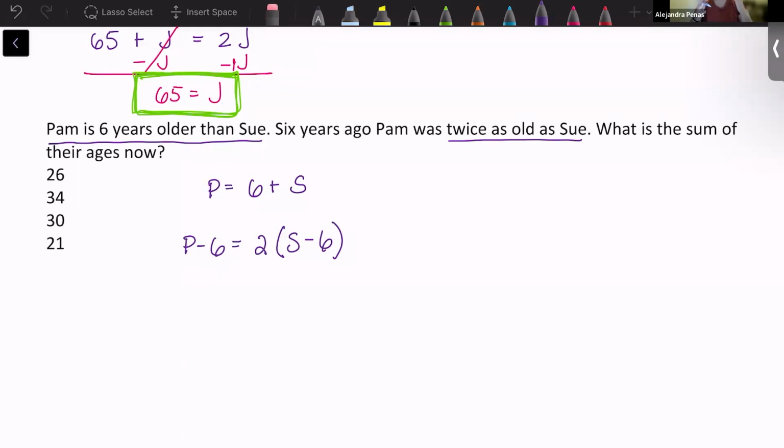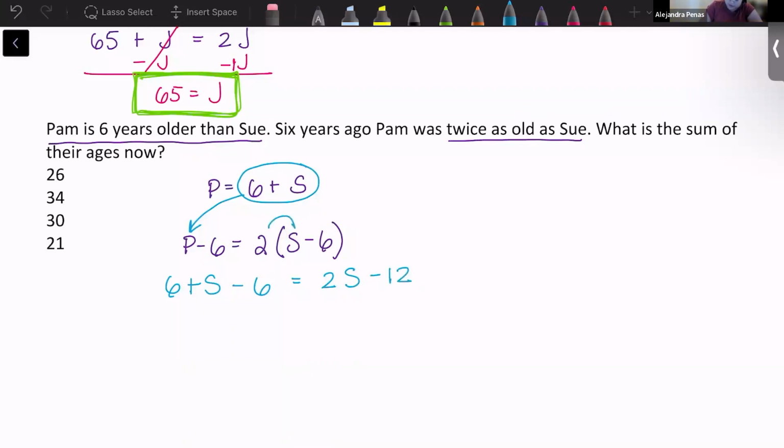Very good. So substitution is going to be the better route because of exactly what he just said, because P is already alone. So it's going to be really easy to just plug that in. So we're going to use substitution. We're going to take this and plug it in here. So what are we going to end up with? We're going to end up with 6 plus s minus 6 is equal to 2 times s minus 12.